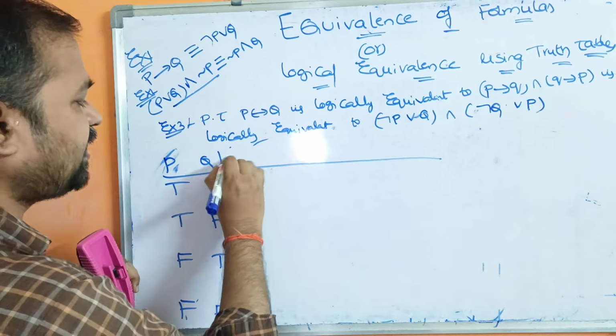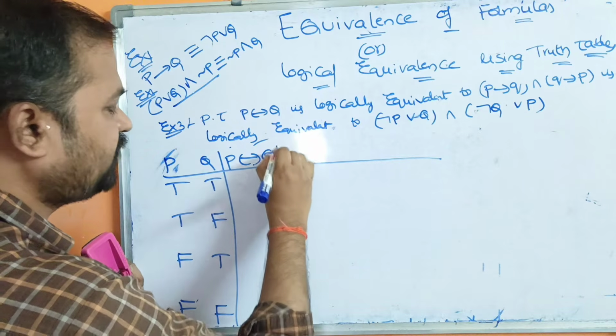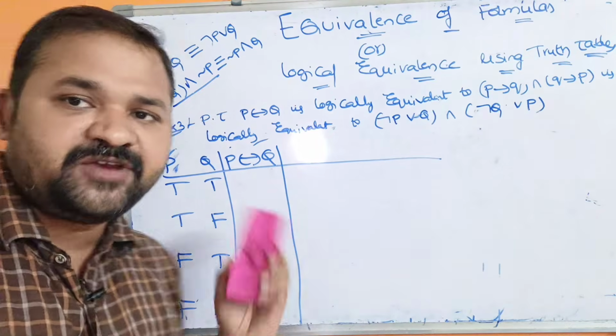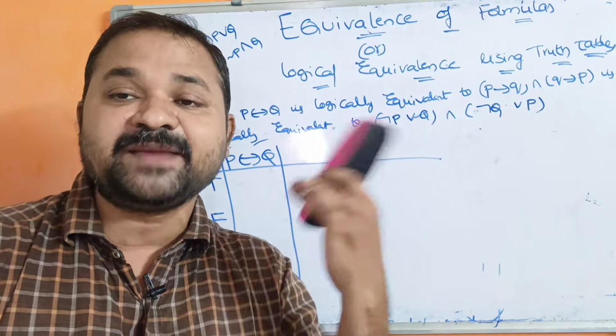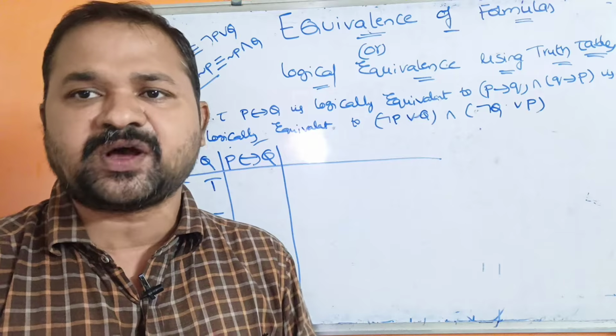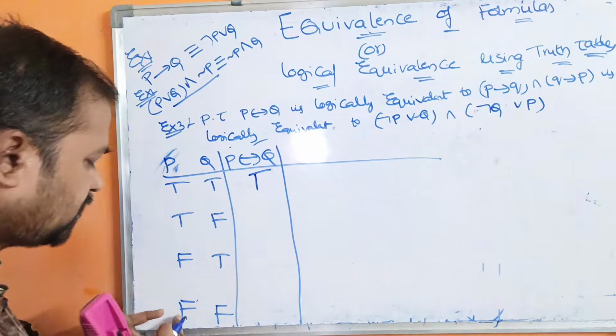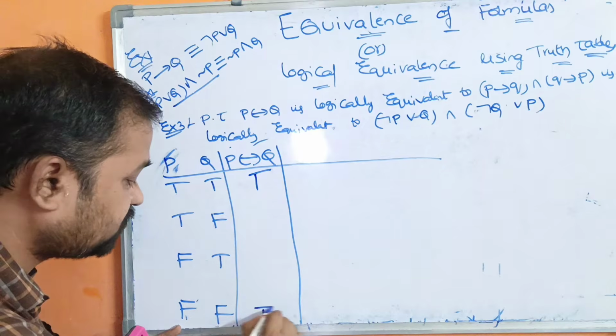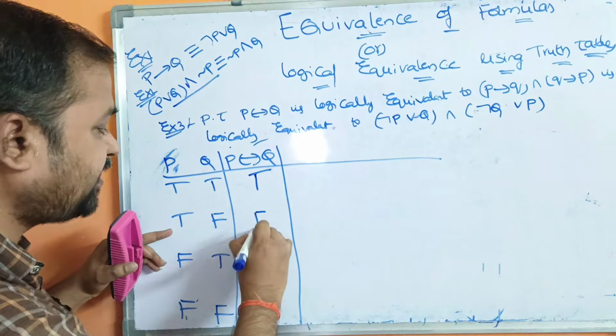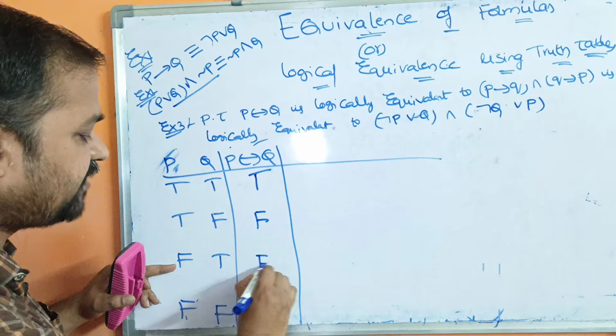So first, to calculate P biconditional Q, we know what biconditional is. If both propositions contain the same truth value, then the result is true, otherwise the result is false. True true, same value, so the result is true. False false, same value, so the result is true. True false, different values, false. False true, different values, false.